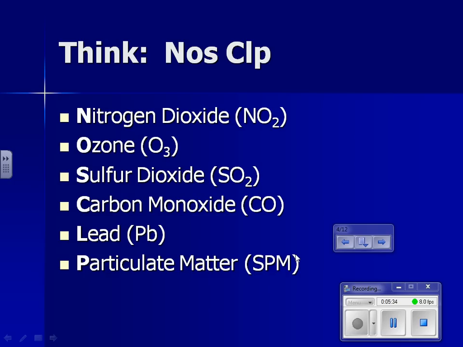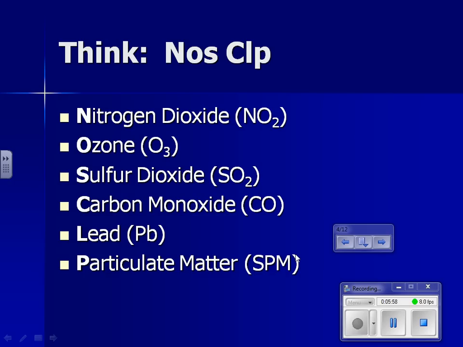And of course, NO-CLIP stands for nitrogen dioxide, ozone, sulfur dioxide, carbon monoxide, lead, and suspended particulate matter. So you have a list of these that you picked up in class. They are called the six criterion air pollutants. And on that list, you have four columns.